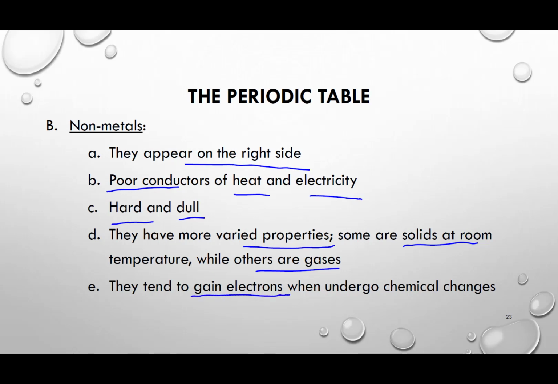Nonmetals gain electrons. They become negatively charged species. When they become ionic form, they gain electrons, like oxygen to negative.